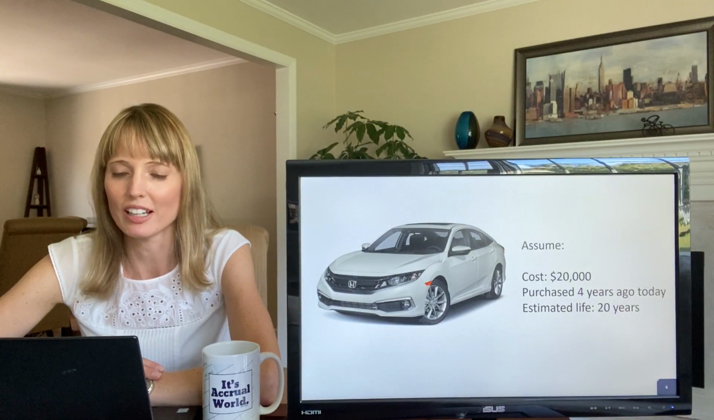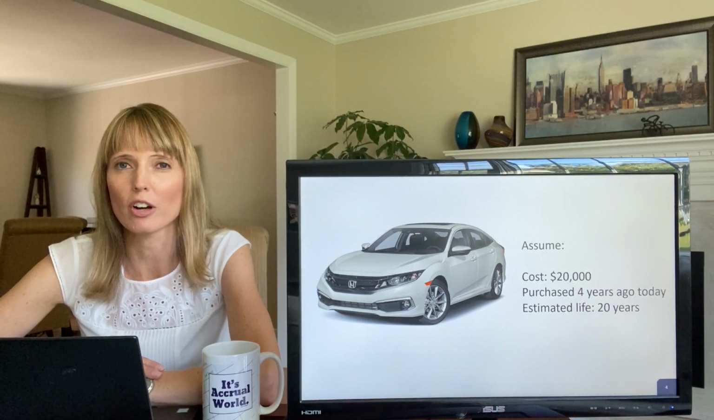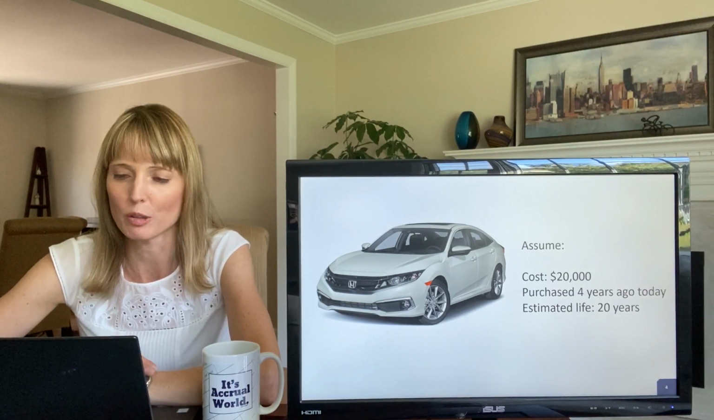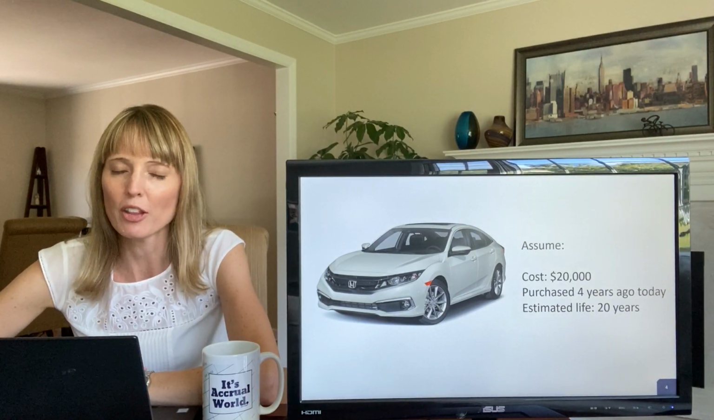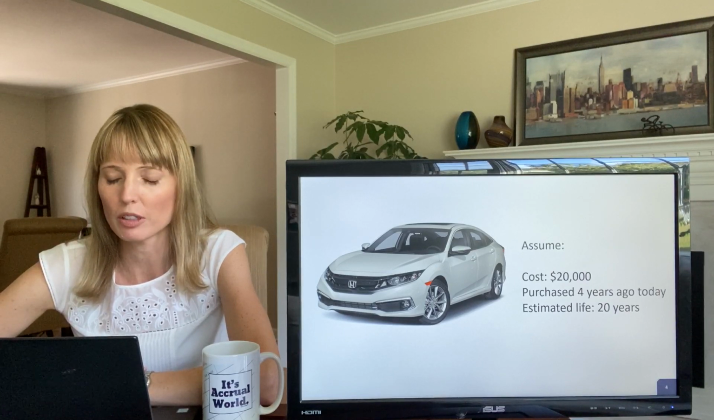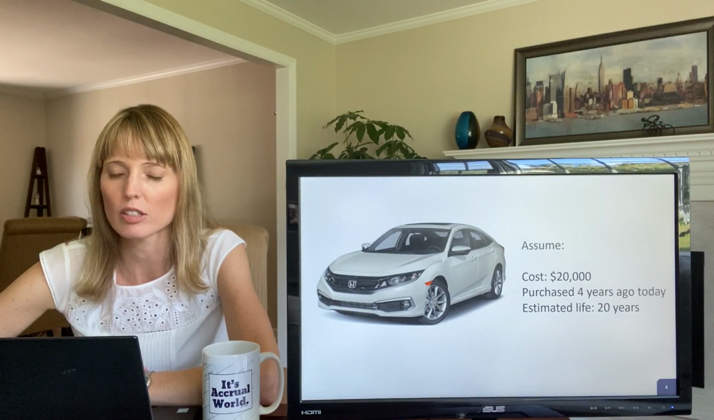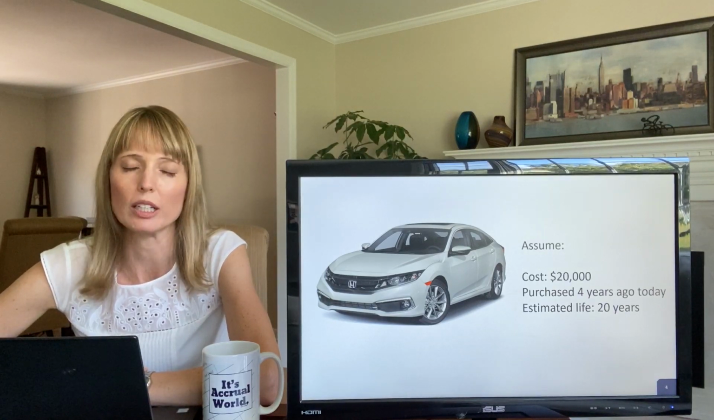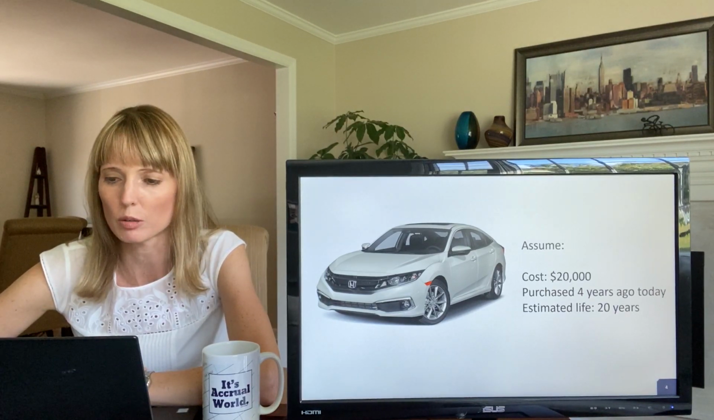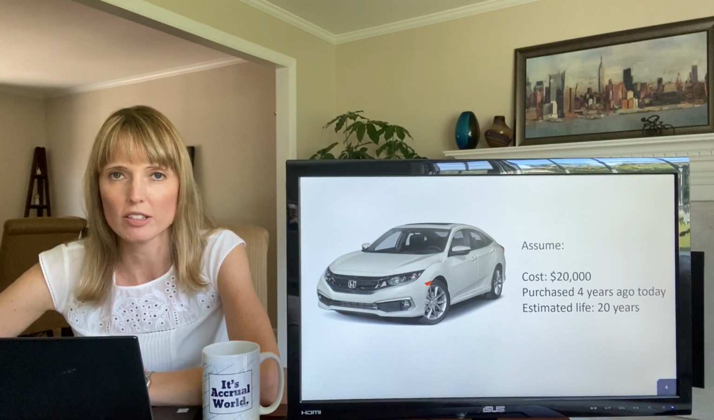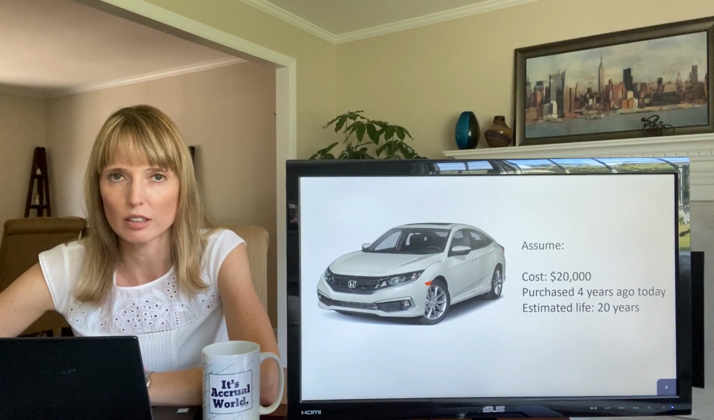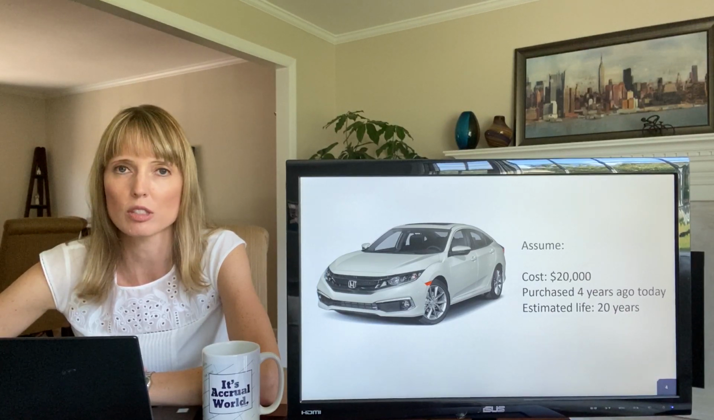You're working and you're thinking about what your car might be worth. Maybe you're having that mental decision of whether you should buy a new car or not. You're thinking you bought that car 4 years ago, it cost $20,000, and you estimated that it can be used for 20 years if that's what you want to do. Well, 4 years have passed. Is that car still worth $20,000? Of course not. Over time, its value goes down.